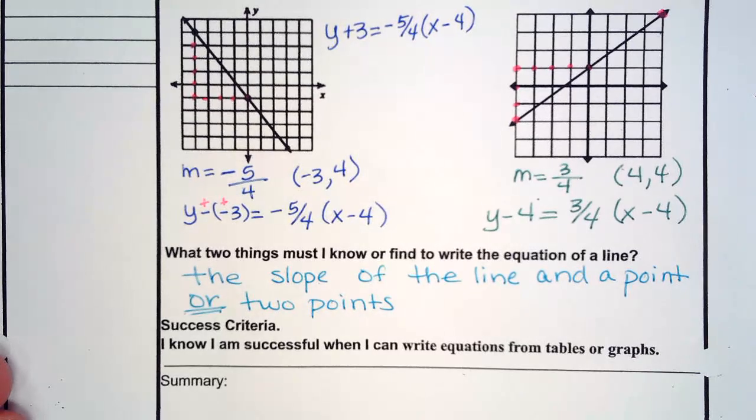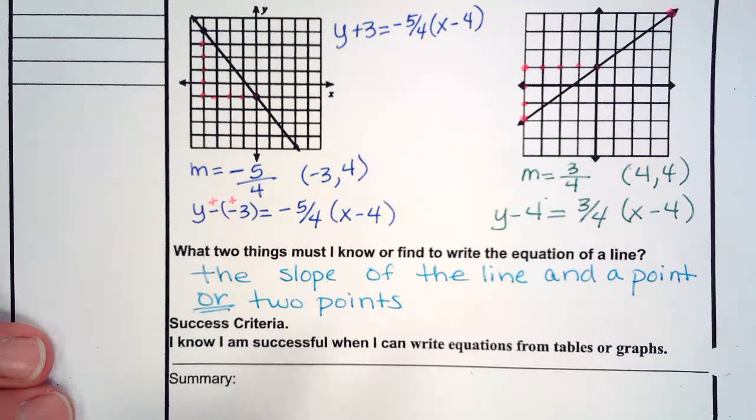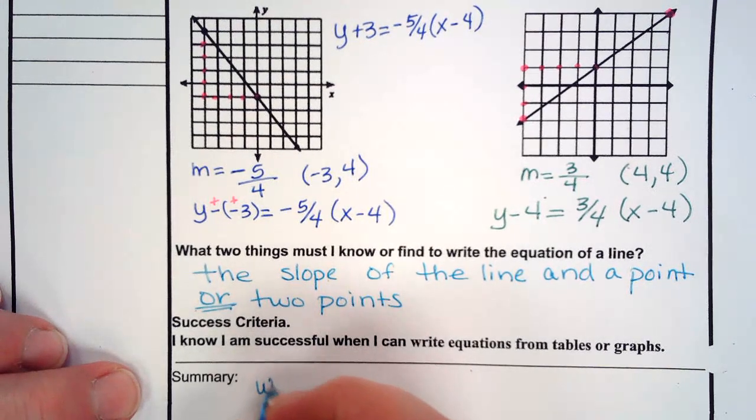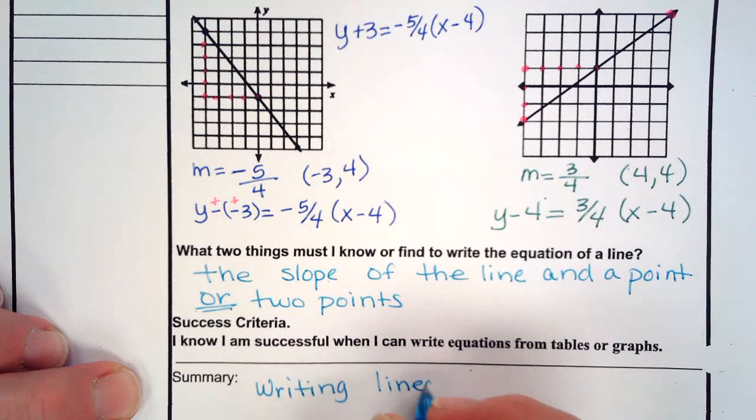So, there's different ways to do it, but you have to know 2 things to be able to write the equation of a line. So how do you know when you're successful? You're successful when you can write the equation of a line from tables or graphs. We're writing linear equations.